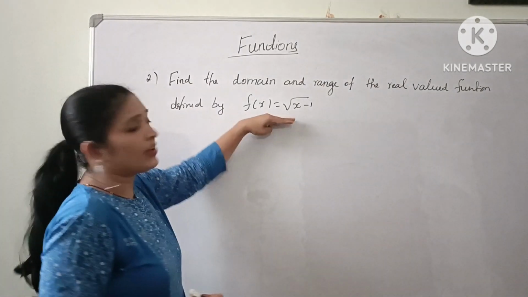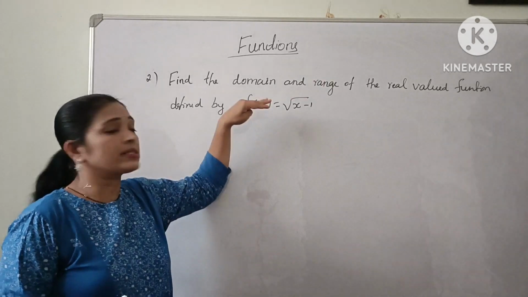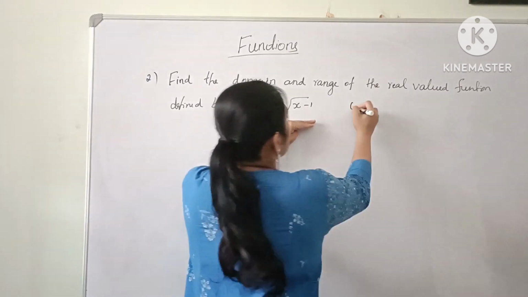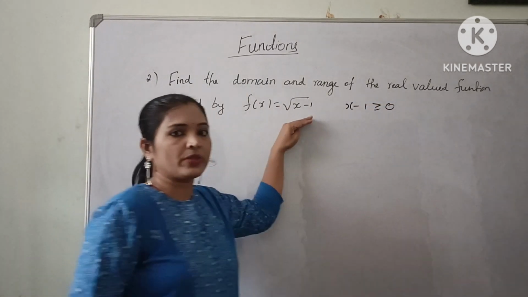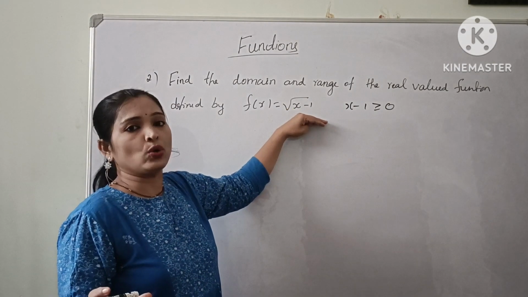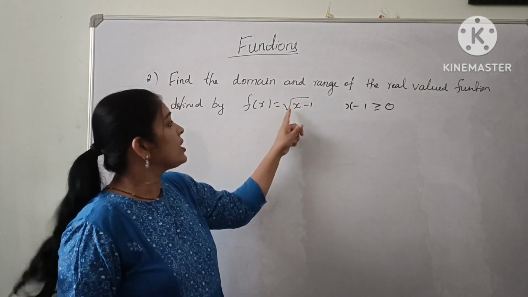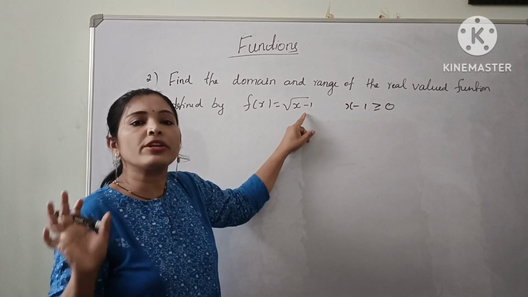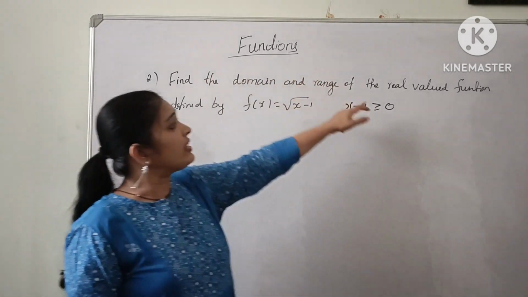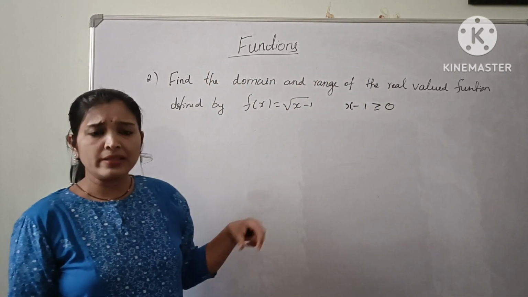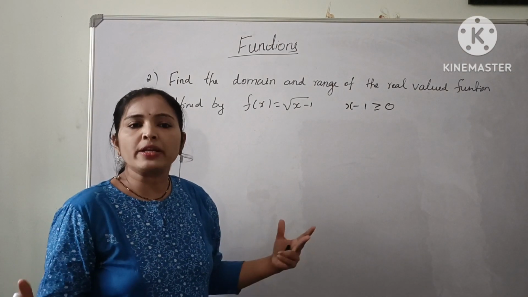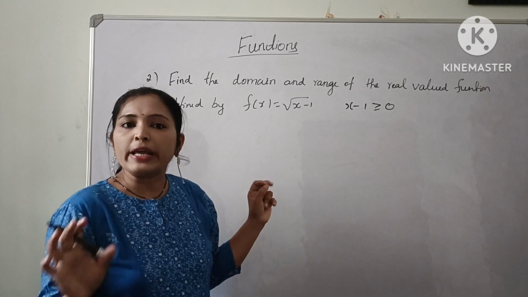Here we can say that the function is defined only if x - 1 is greater than or equal to 0, right? Why? Because if x - 1 is less than 0, that is negative values, the square root of a negative is not a real number, right? That is a complex number. So here it is given that it is a real valued function, that is, domain and codomain have only real numbers.